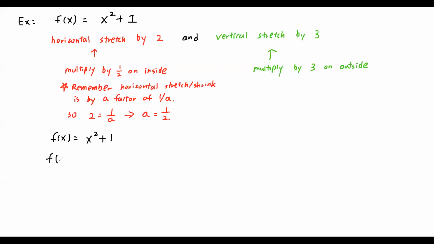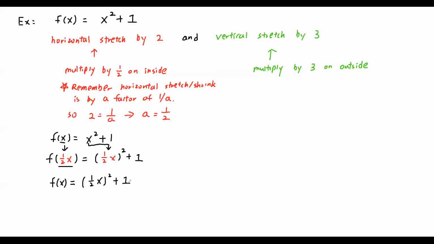So we will get f(1/2 x), which is equal to (1/2 x)² + 1. If we focus on the left side of the equation, our x got replaced by 1/2 x, meaning on the right side, any x needs to also be replaced by 1/2 x. Let's rewrite the equation back to our f(x), which is equal to 1/2 x² + 1.